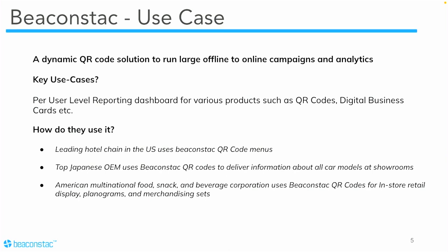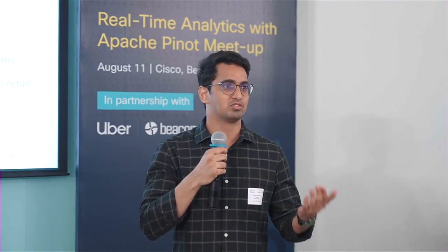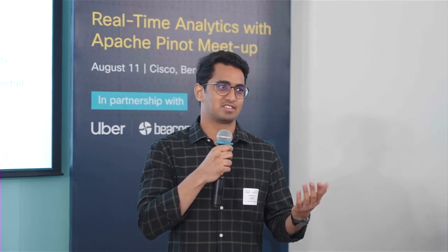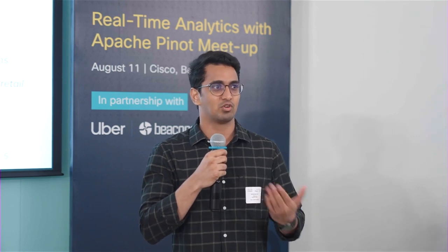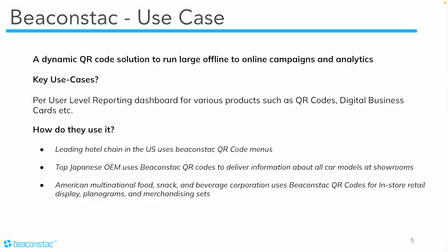In terms of who uses us, we have a lot of clients. We have 30,000 plus customers, from leading hotel chains in the US to a Japanese OEM using Beaconstac to deliver information about their car models at showrooms. We have a couple of big multinational brands, like food chains, who are using us to run their menus or run ad campaigns in their stores, on billboards, on TVs, and a lot of other places. So that's the use case for Beaconstac.